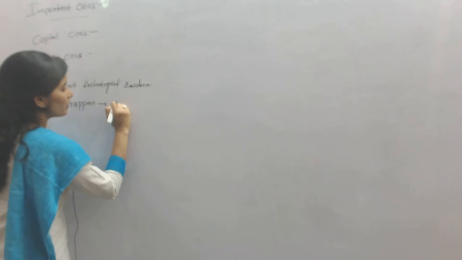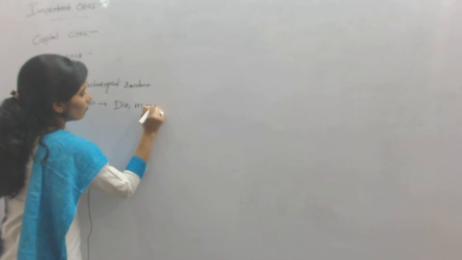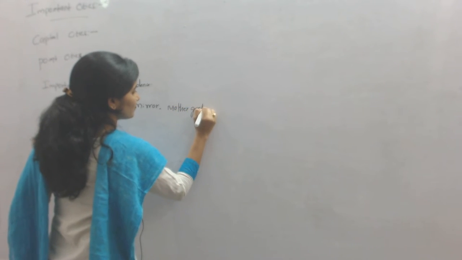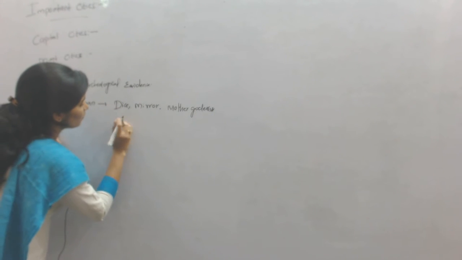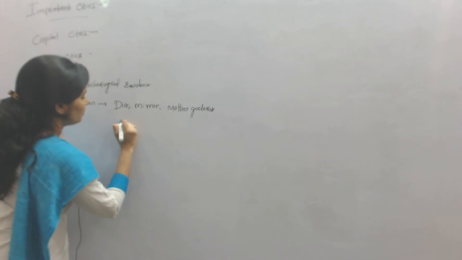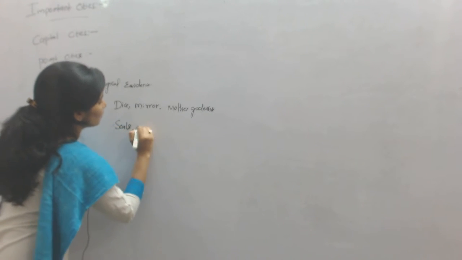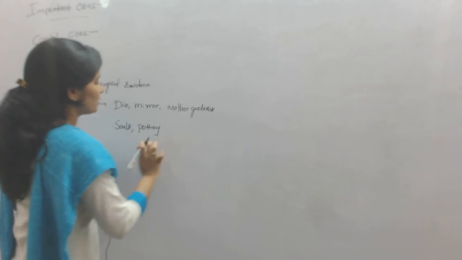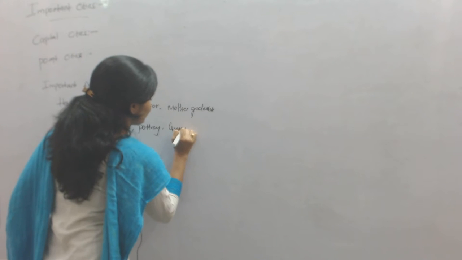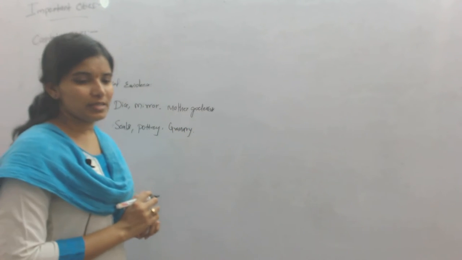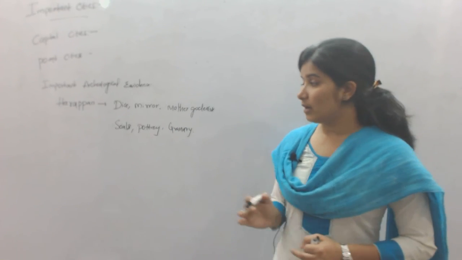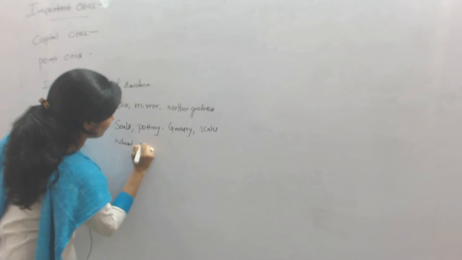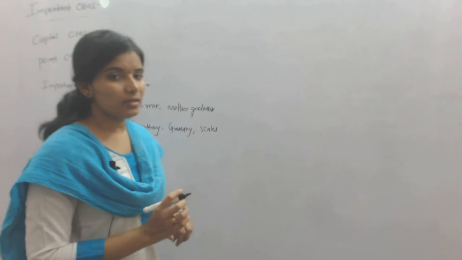In Harappa, we got dyes, mirror, mother goddesses, mirror I have written, and also seals, pottery. These are the important granary. These are the important evidence got in the Harappan civilization, that are mirror, dyes, scales, and also wheat and barley. These are the evidence got in the Harappa.